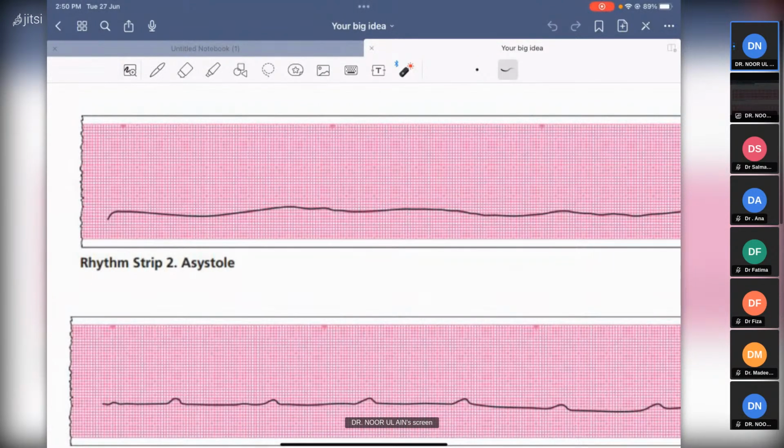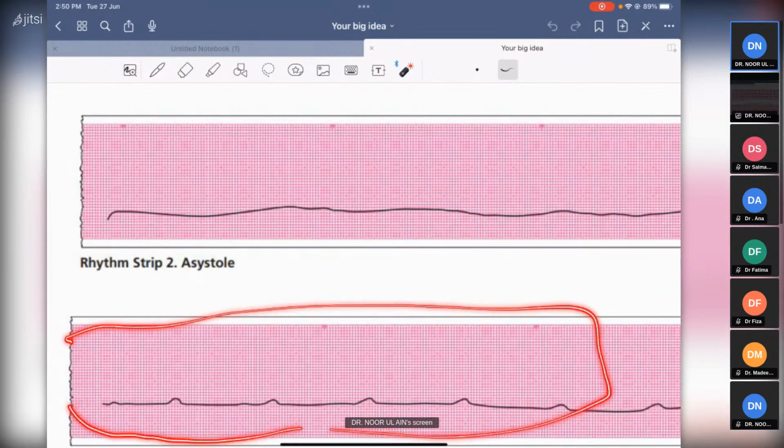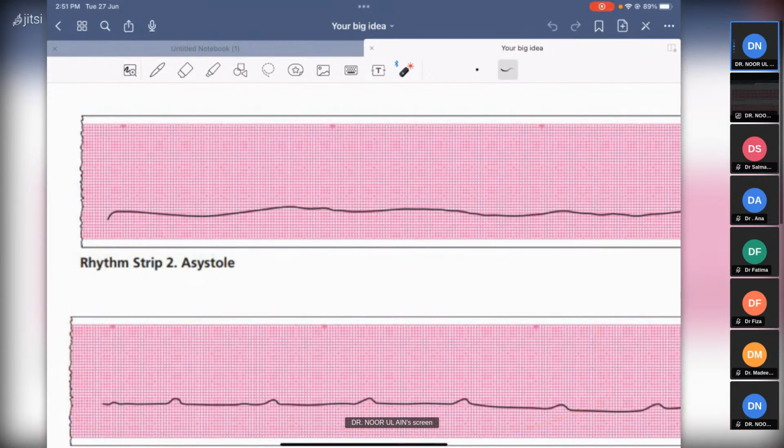Hi, is everybody with me? Right, you see electrical activity, right? No, no, don't tell me what's the rhythm. I don't want to know the rhythm. I just want to know, do you see electrical activity in this tracing? Very good. You do.